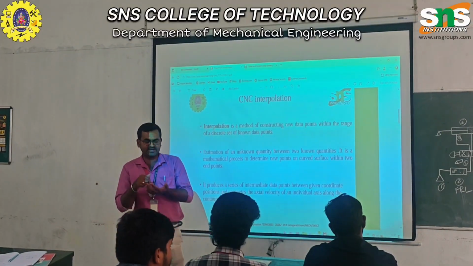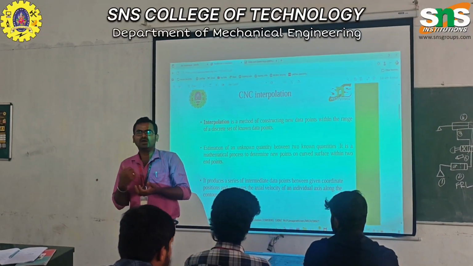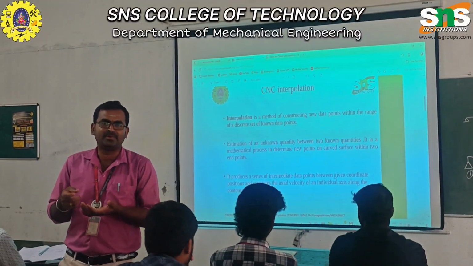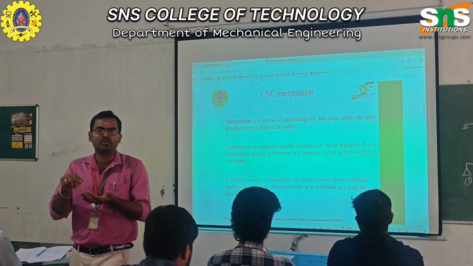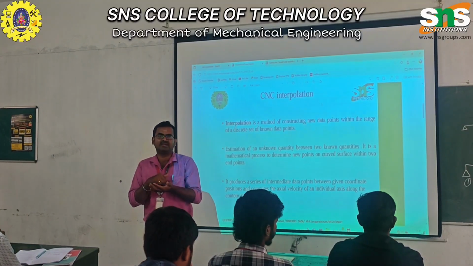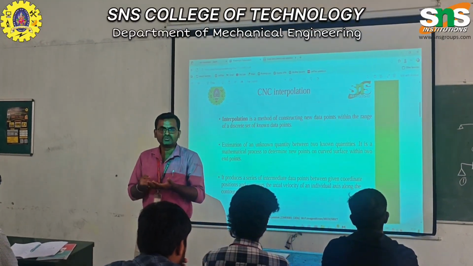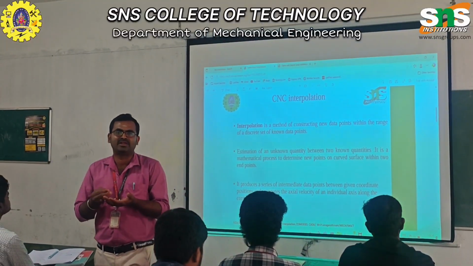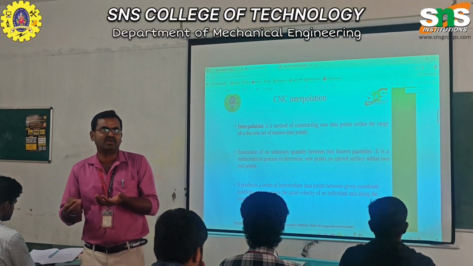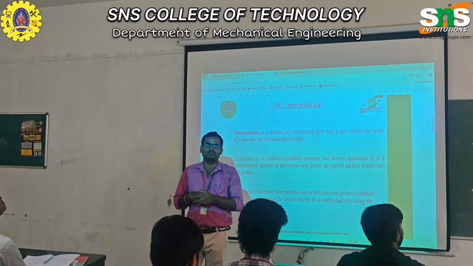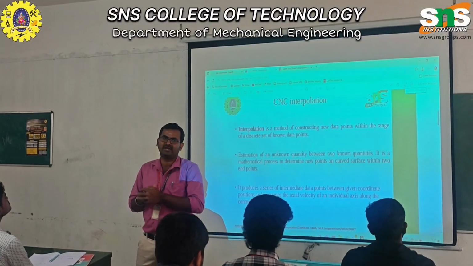For example, we take a workpiece of 100 by 100 mm. Here we are designing the SNS logo. At that time we have to create different coordinate points or a set of points in our non-discrete set of points. Non-discrete set of points means the workpiece range will be 100 by 100. So in between that we have to develop coordinate points like either 50,50 or 25,50.